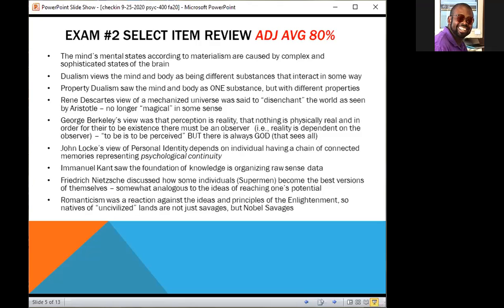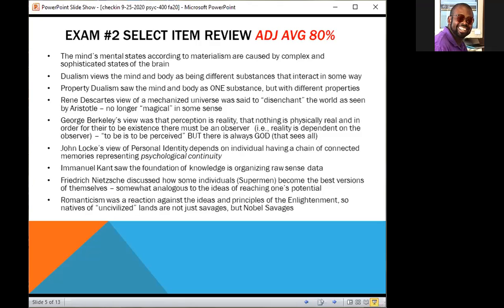Now, there was another item too that some people responded to, and that dealt with bundle theory. Bundle theory is somewhat related to that idea as well, but it does not have that chain of connected memories idea like psychological continuity does. And then Immanuel Kant saw the foundation of knowledge as organizing raw sense data. It was about the organizing of that data that we get in our sensory input.